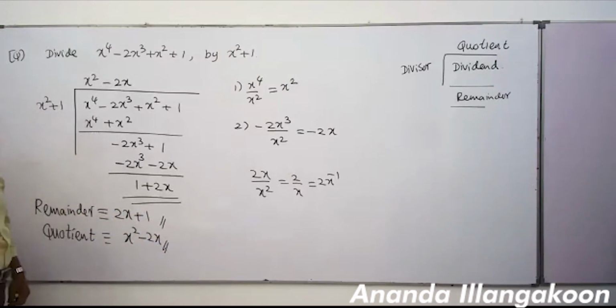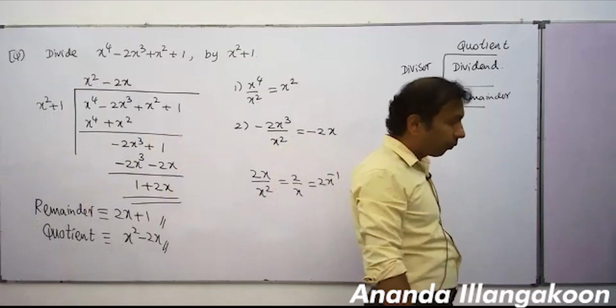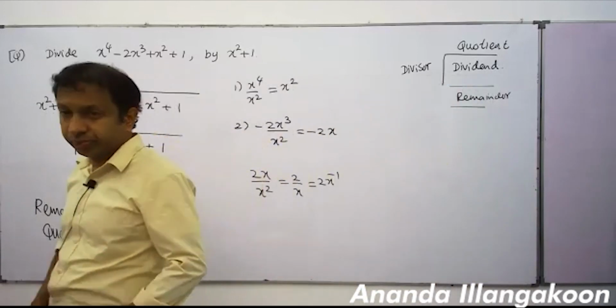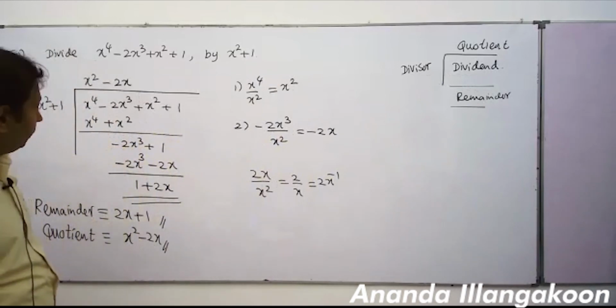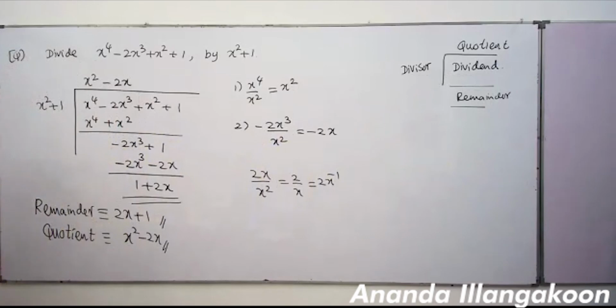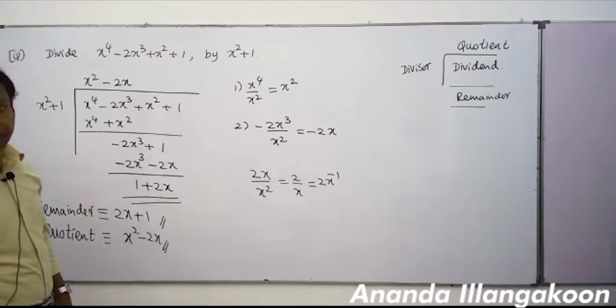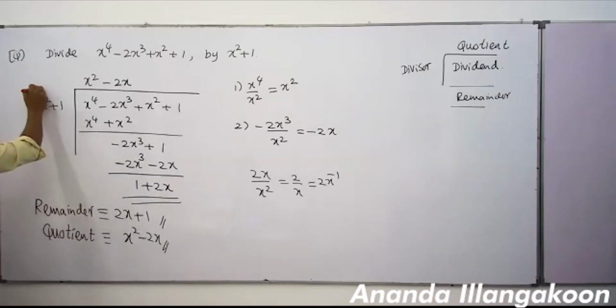Okay, yeah. This way we can do the division of two polynomial functions. Right, here, people, in this division, we notice these properties. In the divisor, the degree is 2.